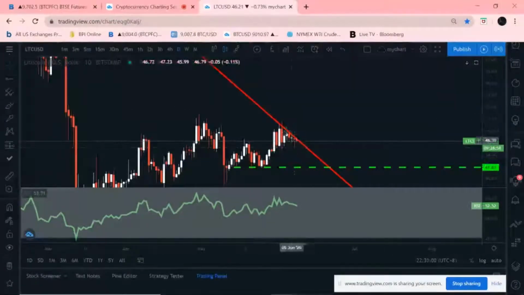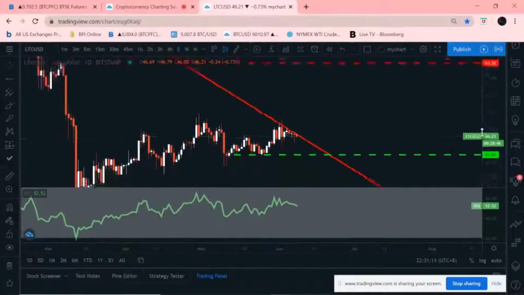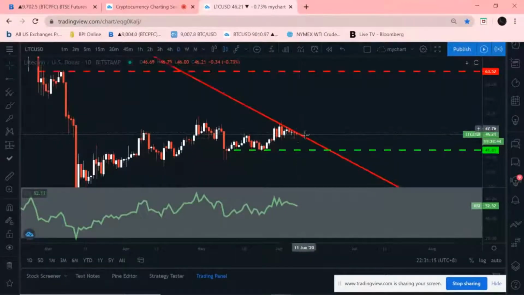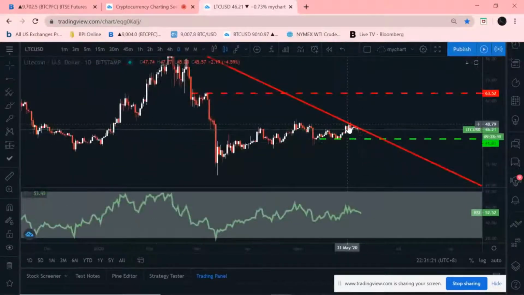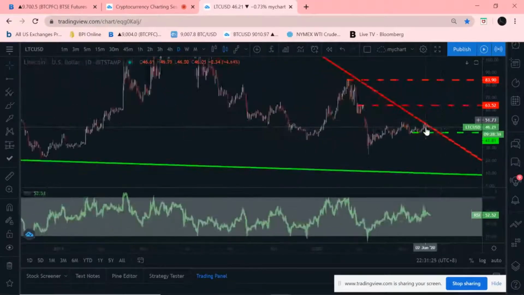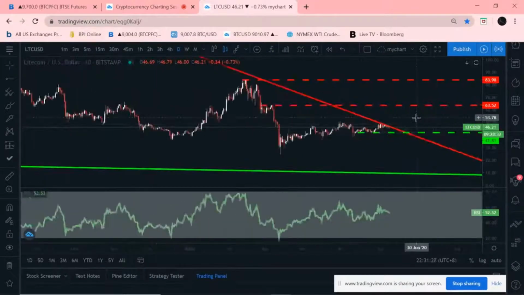So if you look at it, how many times has it tried to break it? One, two, three, four, five, six, seven. So this is the seventh time that it will try to break this resistance area. It's actually consolidating within this resistance area. So let's see if this time it will break that area. I'm looking forward to it breaking that area.